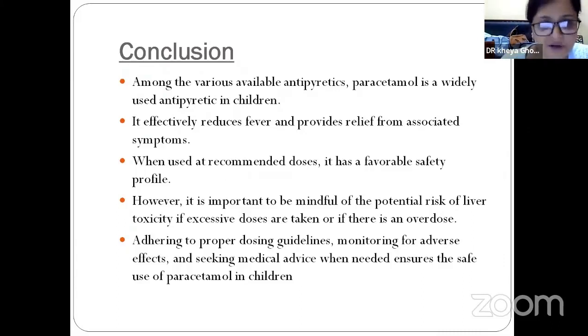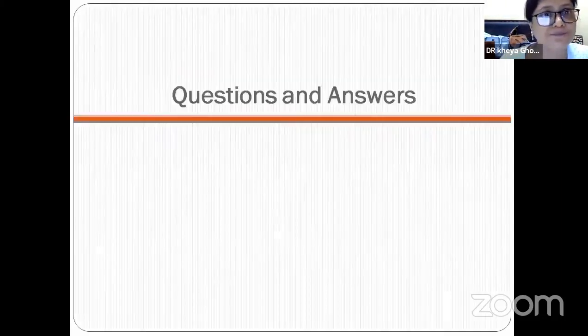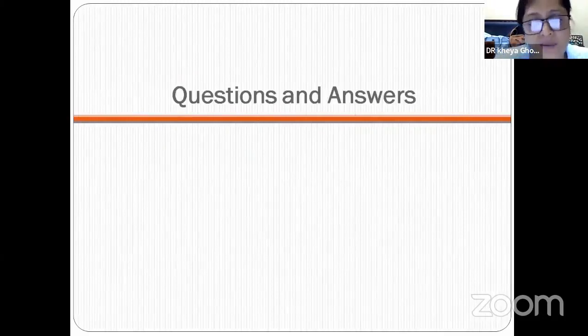So adhering to proper dosing guidelines, monitoring for adverse effects, and seeking medical advice when needed ensure the safe use of paracetamol in children. So I think I'm open for questions. If you have any questions, you can ask.